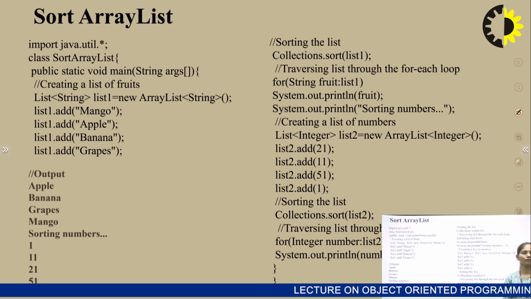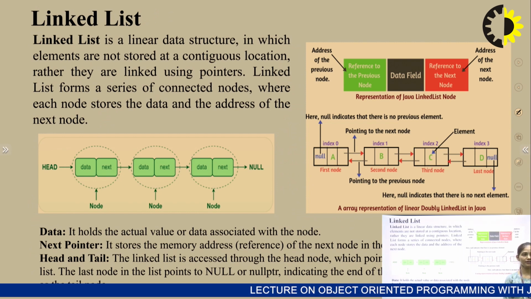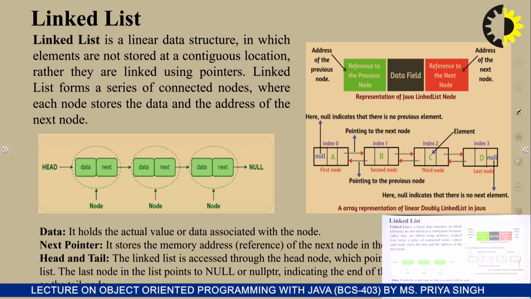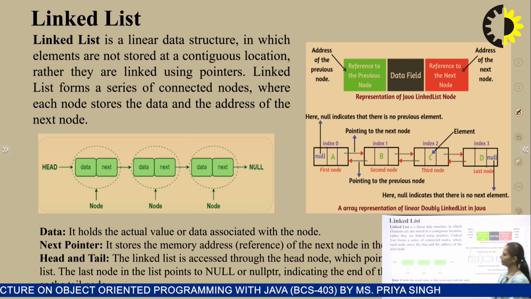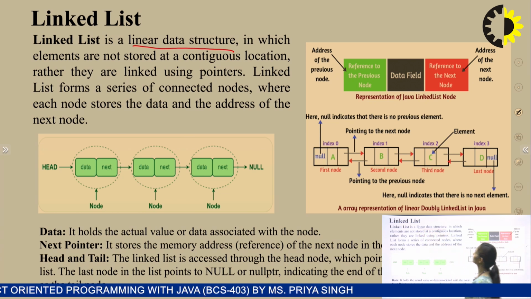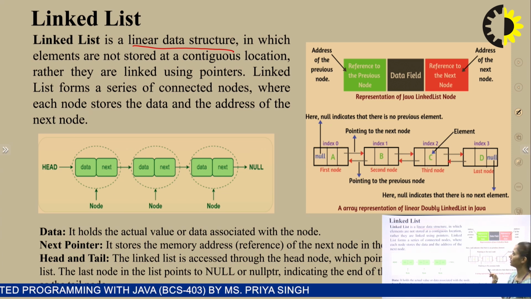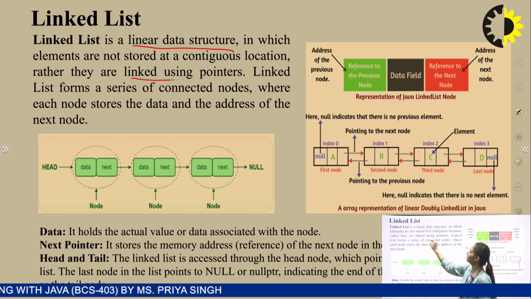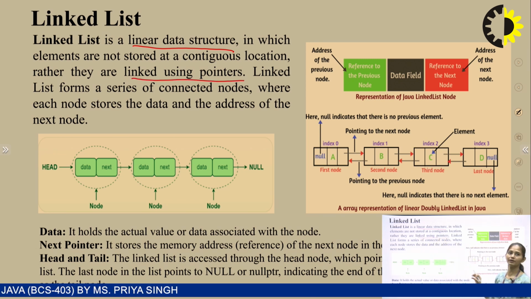Okay, moving toward next. First we discussed ArrayList. The next will be the LinkedList. In data structures, we have studied linked lists. What is it? A linked list is a linear data structure. When we talk about a linked list, there will be some nodes present inside it. It's a linear data structure in which elements are not stored at a contiguous location; rather they are linked using pointers. So with the help of the pointers, elements are stored in a node.